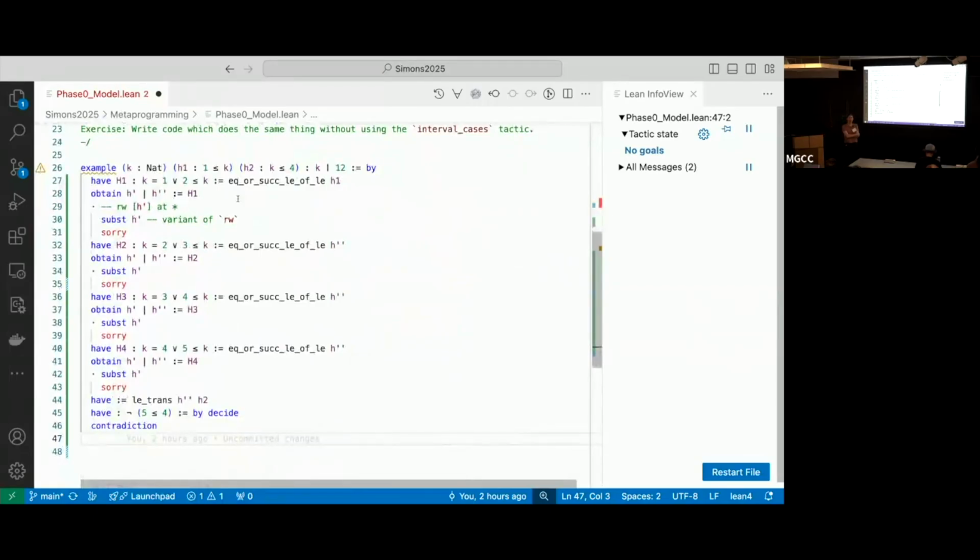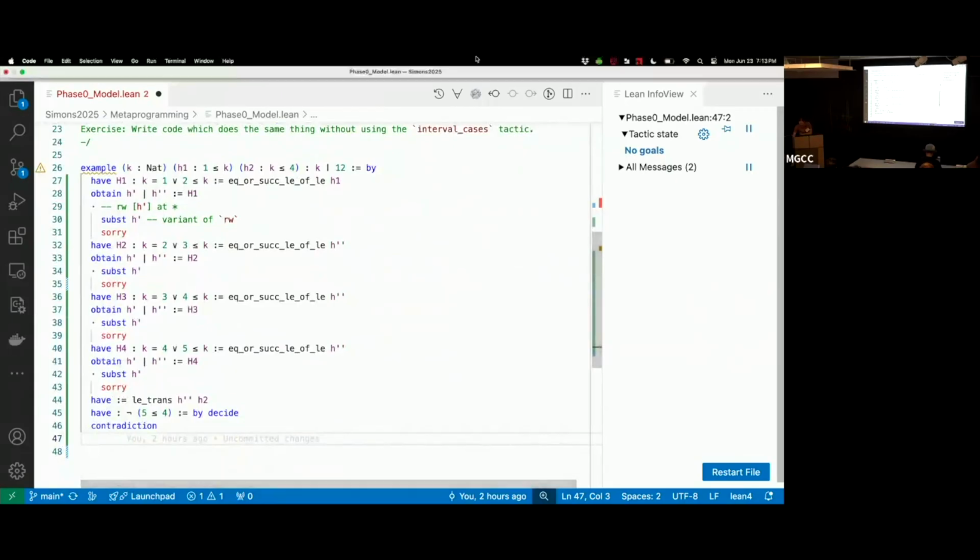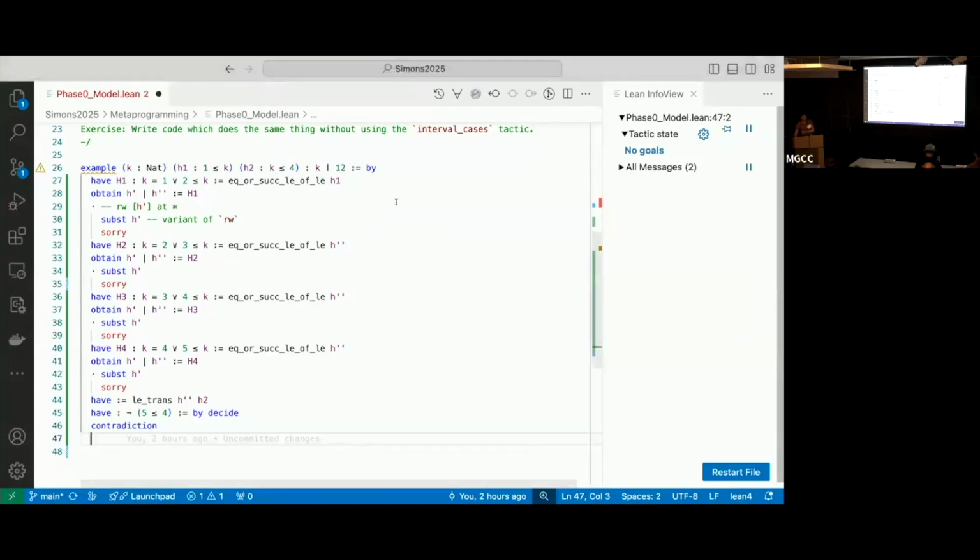Okay, so that's sort of the beginning of our introduction to tactic writing. Let me see how I'm doing on time. So I've been going for 45 minutes at this point.